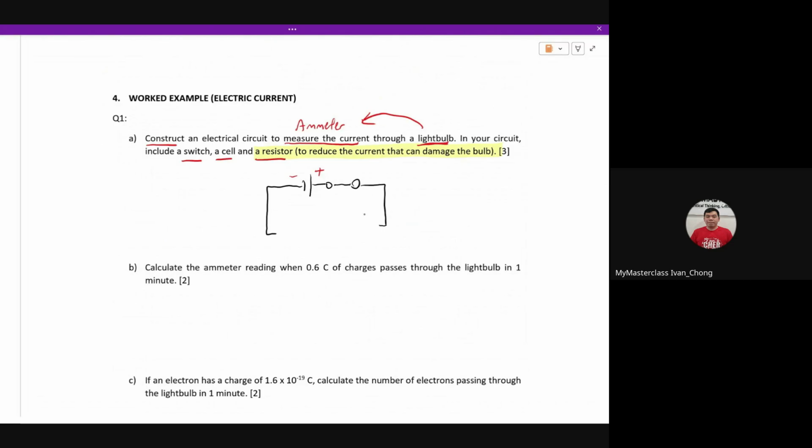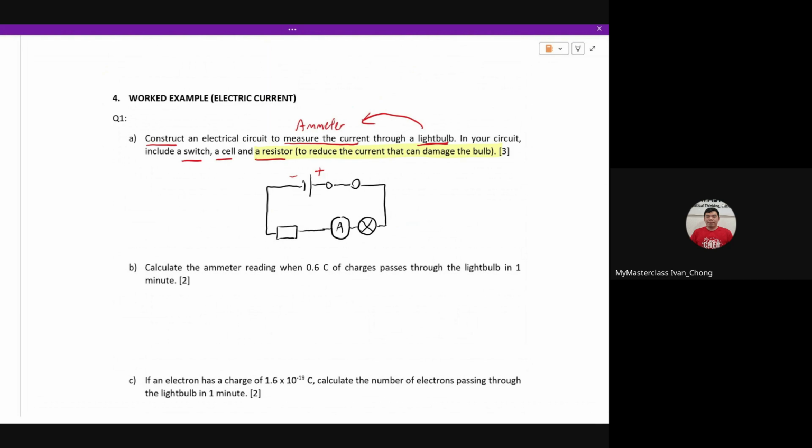So next, you want to have a light bulb. So this is your light bulb, right? And don't forget, because I want to measure the current of this light bulb, I'll put the ammeter right next to it or in front of it. Then what happens next is they want a resistor. A resistor just looks like a rectangle. So do take note, the line should not cut through the resistor.